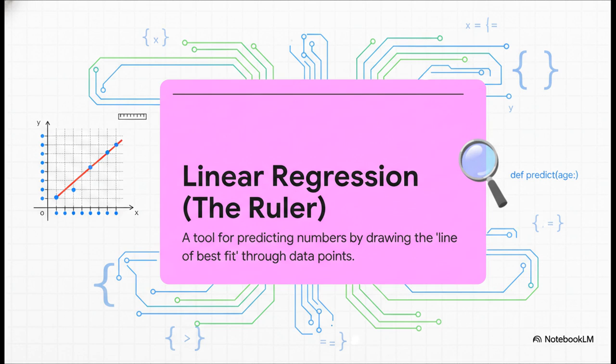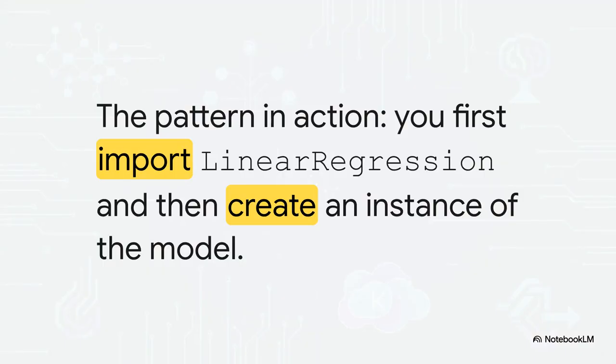So imagine you plot a bunch of dots on a graph for a kid's age and height. This tool just finds the one single straight line that best cuts through all those dots. That's it. So now you can predict a height for any age. Simple, right? And here's our pattern in action. Just look at this code for a second.